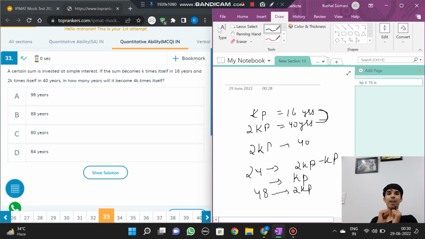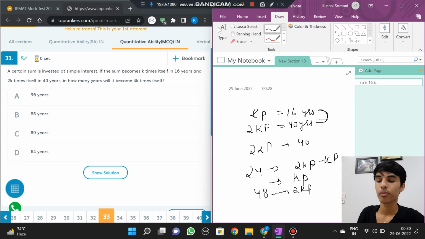Now, we have some values. So it is becoming 2k times itself in 40 years, and it is earning an interest of 2k times itself, that is 2kp, in 48 years.